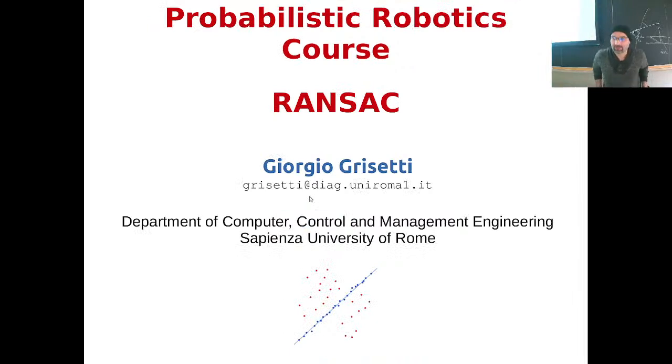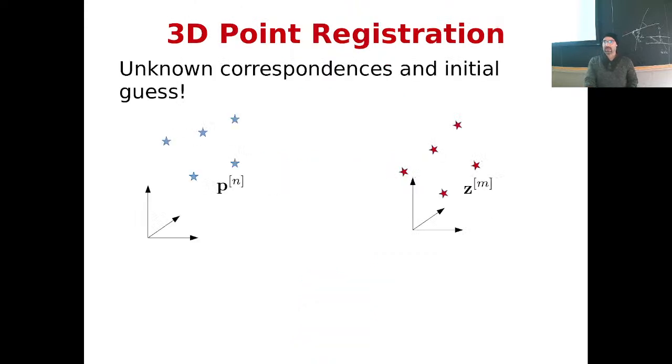I mean, a perfect complement to this lesson is RANSAC. Okay, now let's focus on a simplistic problem. A simplistic problem is I have a set of 3D points, and I want to register this set of 3D points, but the problem is that I do not know the correspondences, or I know the correspondences with very low probability, and I do not insist.